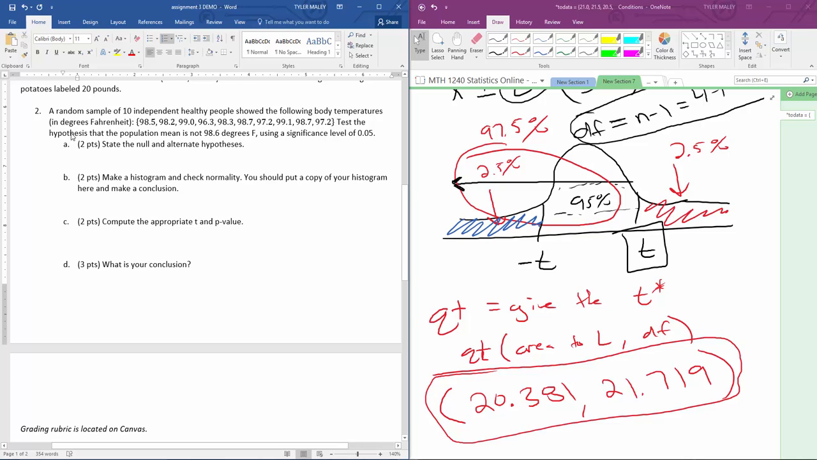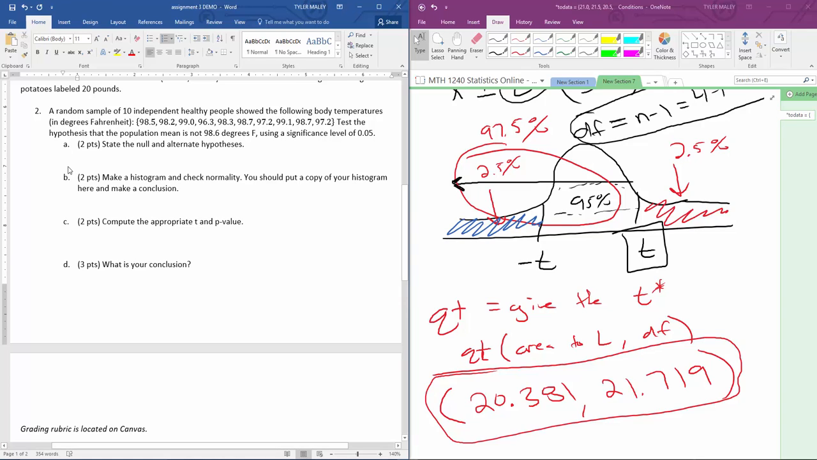So number two, we have a random sample of 10 independent healthy people, showing the following body temperatures in degrees Fahrenheit, so 98.5, 98.2, and so forth. We want to test the hypothesis that the population mean is not 98.6 degrees Fahrenheit using a significance level of 0.05. So we want to state the null and the alternate hypothesis for part A.